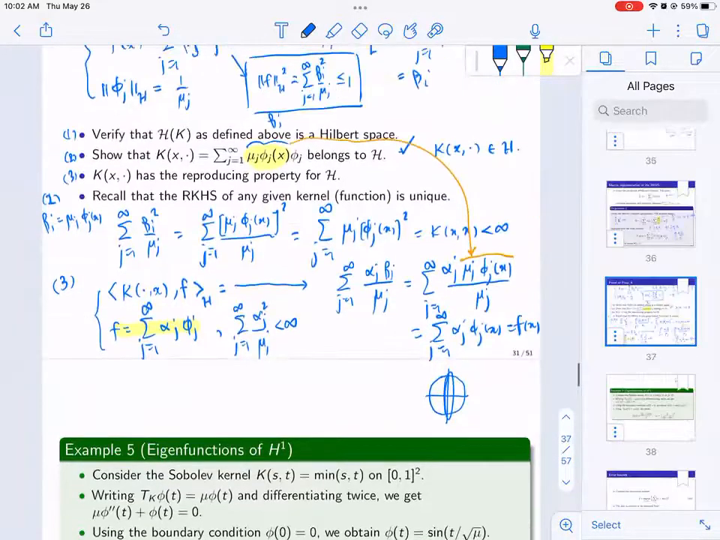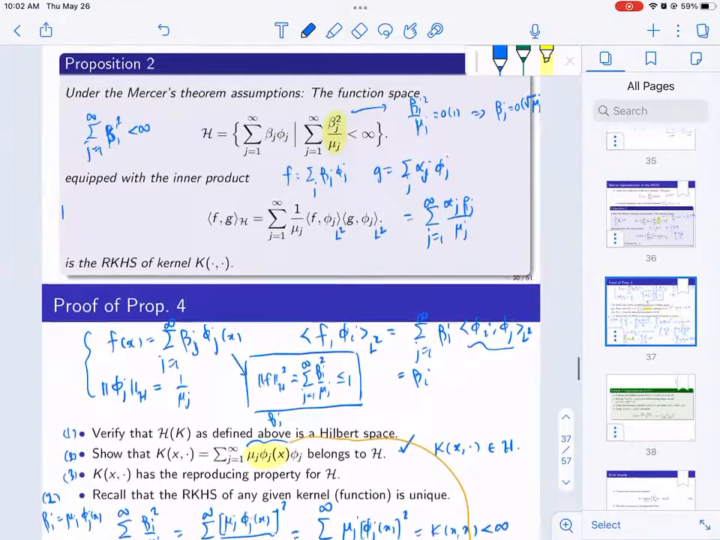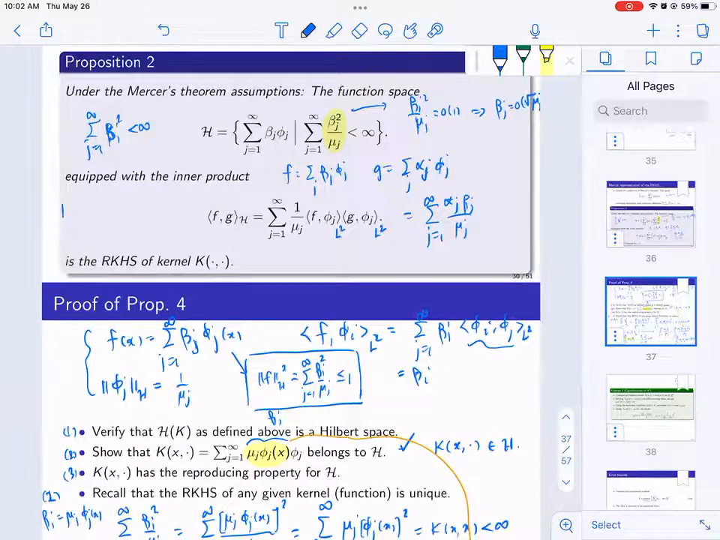Okay, questions? The decay rate of these eigenvalues tells you how big the RKHS is, and so effectively controls the error rates. That's the main take-home message that I'm going to talk a little bit about. Questions?